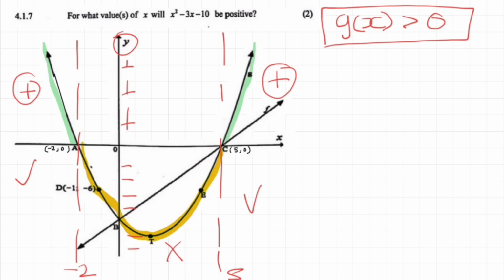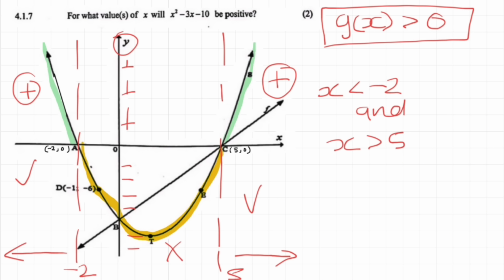So which values of X is this graph positive? It is from this -2 to the left, and where X is above 5. How can we say this? We're going to say X is less than -2. All the values where X is less than -2, that's where this graph is positive. And also where X is greater than 5, because for all the values greater than 5, this graph is positive. I hope this helps you understand how to answer this question. Let's move on to the next one.